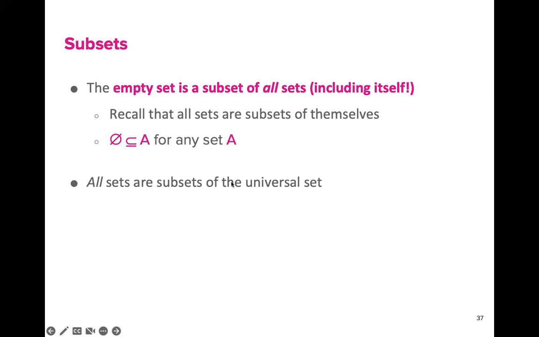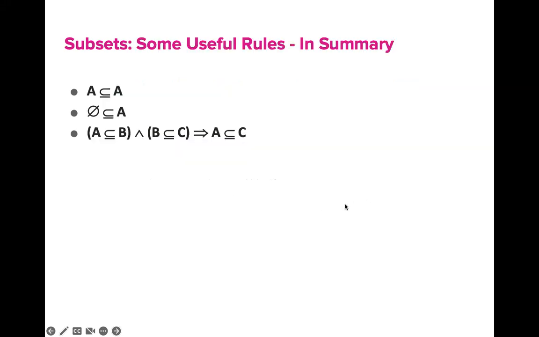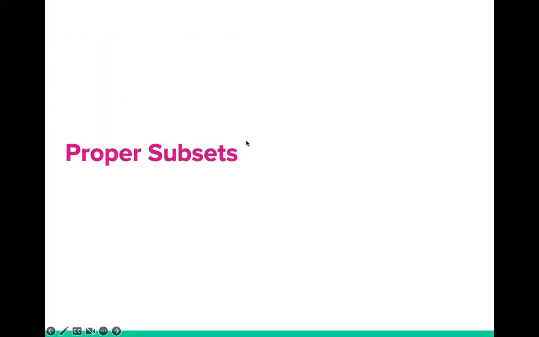So all sets are subsets of the universal set. We can summarize it in these three useful rules. A is a subset of A for any set. So A is a subset of itself, and the empty set is a subset of any set A. And if A is a subset of B and B is a subset of C, then A is a subset of C.